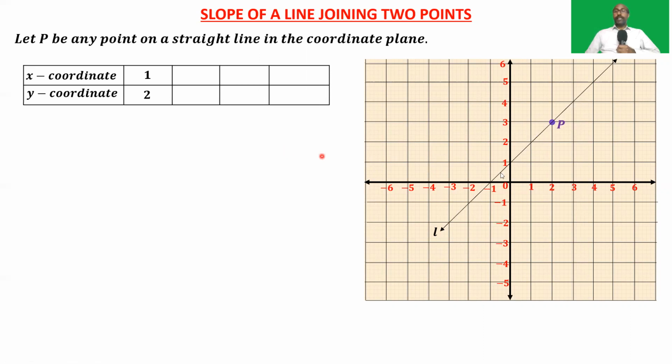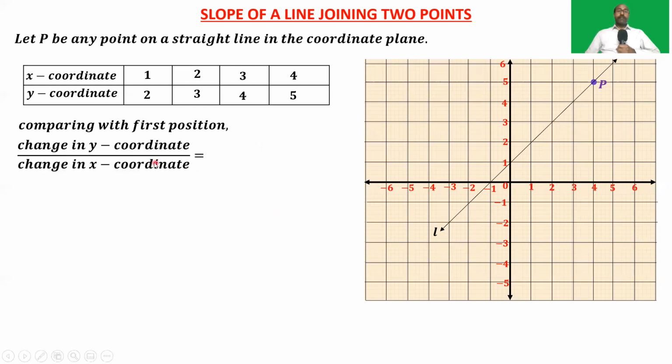Now, the position of P is 2, 3. Again, enter these values in this table. Again, P is moving along the straight line, and now the coordinates are 3, 4. And again, the same scenario. Now, the coordinates are 4 and 5. Now, comparing with the first position, find the ratio of change in y coordinate and change in x coordinate every time.